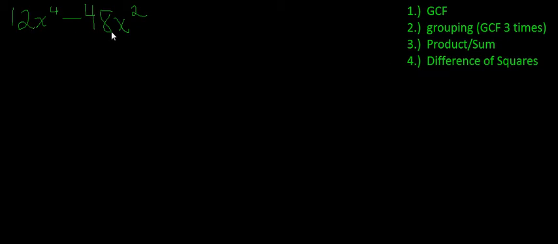If you look at this problem right here, 12x to the 4th minus 48x squared, the first place that we're always going to look, the first tool that we will try is greatest common factor. So the greatest common factor between 12x to the 4th and 48x squared happens to be 12x squared. And remember that when you factor out a greatest common factor, you're basically just undistributing. So you just need to think, what do I need to distribute that by to get this result up here?